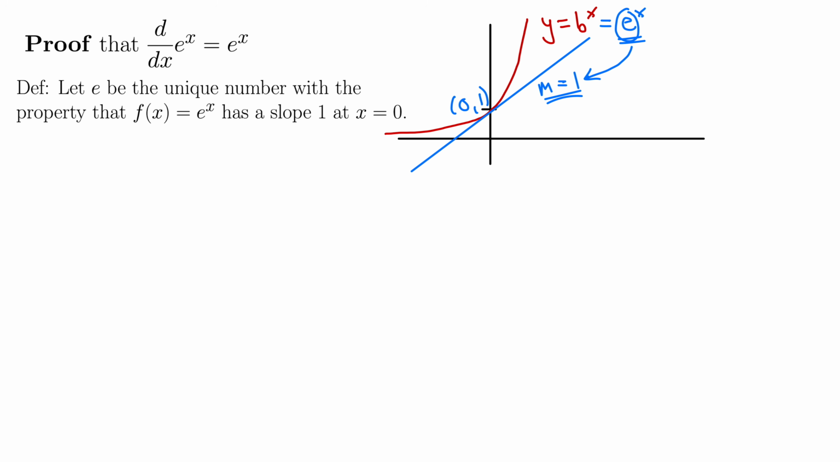So here we go. Here's our definition. Let e be the unique number with the property that f of x equals e to the x has slope 1 at x equals 0. Only one such number will have that property. Let's call it e.